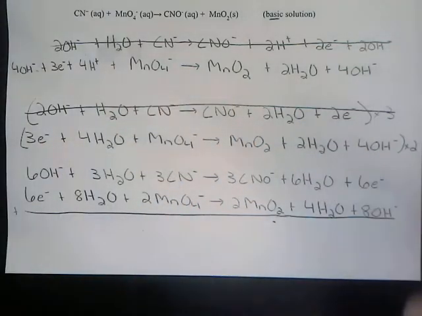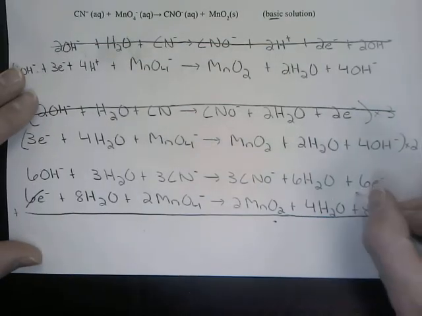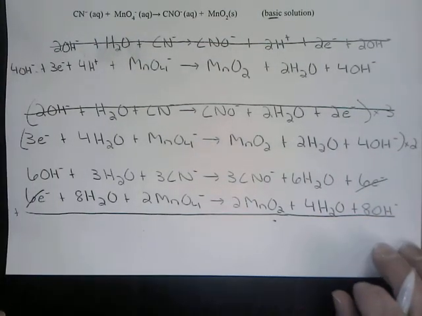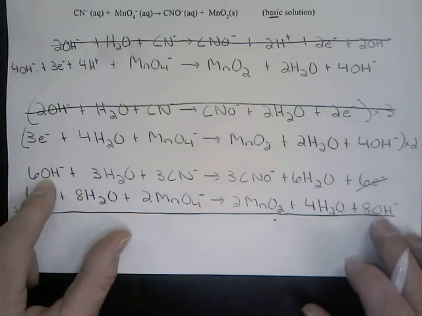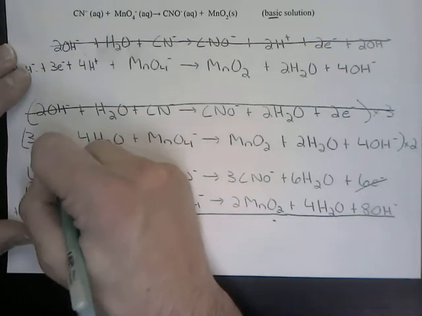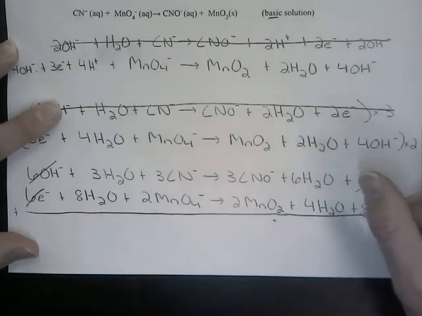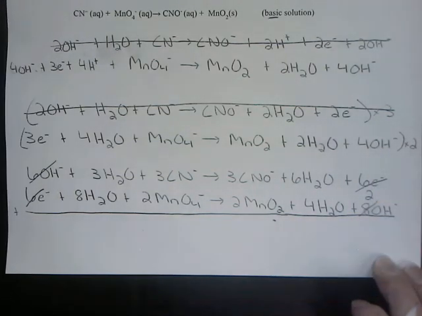Okay, so what we need to do here, we need to consolidate before we start to add these things together. So first off, our electrons cancel, which is always good. Then we really need to think about this. We have 6 OH minuses and 8 OH minuses. Again, if it's the same substance on opposite sides of the equation, they can cancel. So all 6 of these OH minuses cancel out. We end up with only 2 OH minuses on our right.